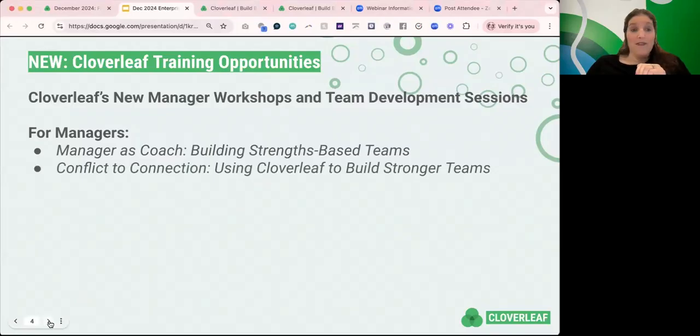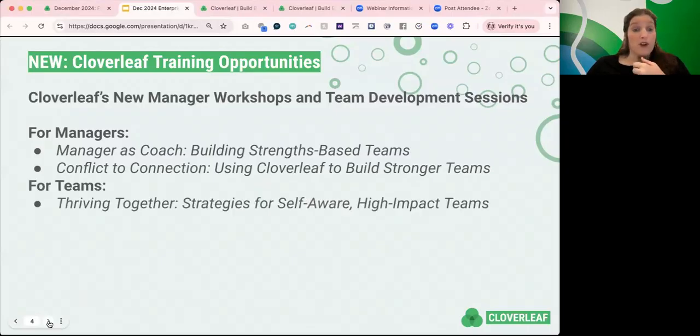The other topic we're going to be focusing on in a manager workshop is how to go from conflict to connection and how to use Cloverleaf to build stronger teams, how to build trust, how to look at some of the data on your team dashboard as a manager, how to break down silos and cliques. We're also going to be doing a special team workshop, Thriving Together: Strategies for Self-Aware, High-Impact Teams. That's not just for managers, that's a team development session.